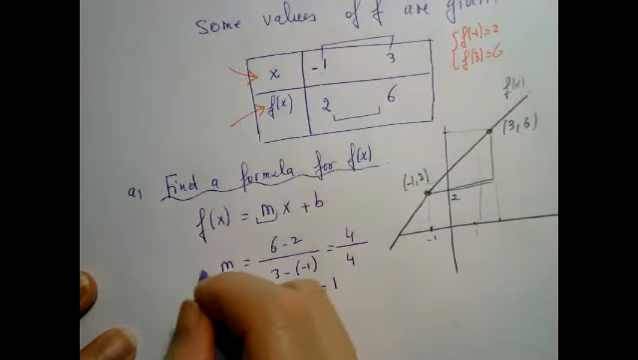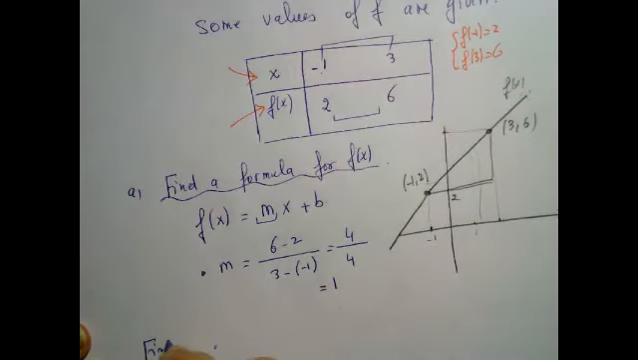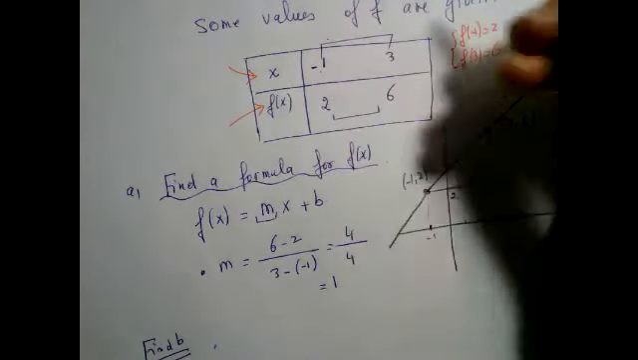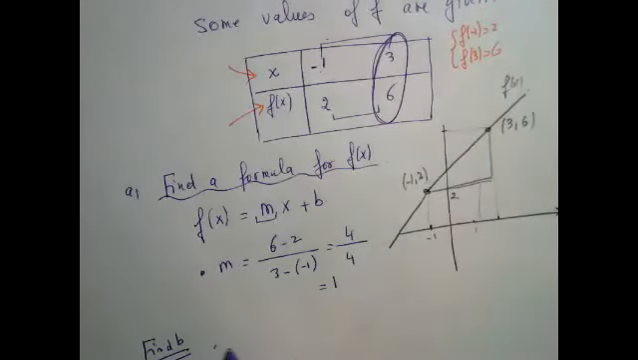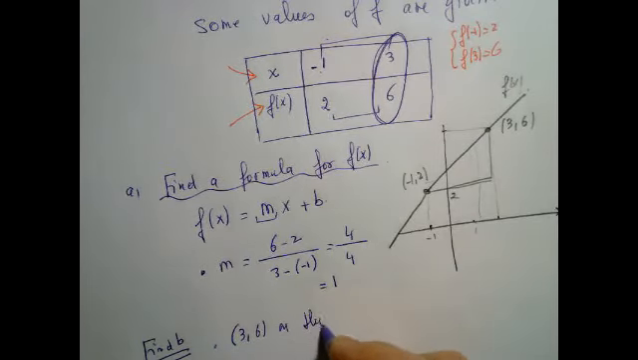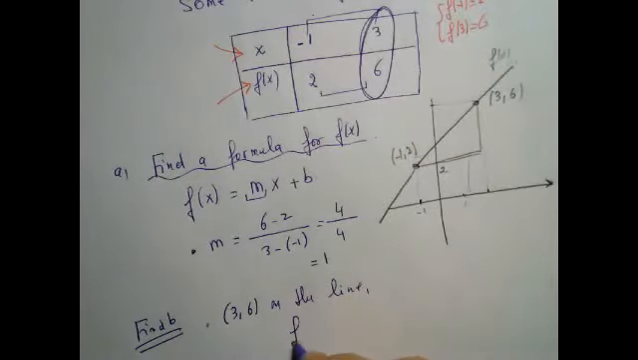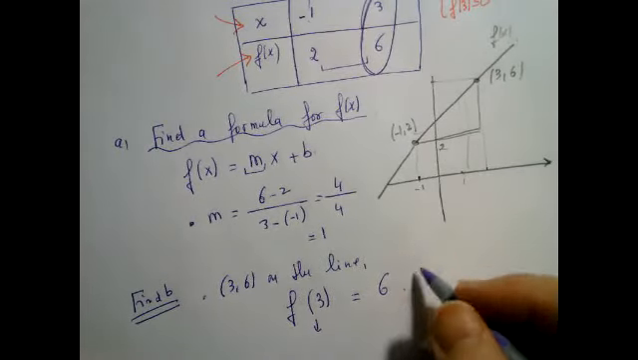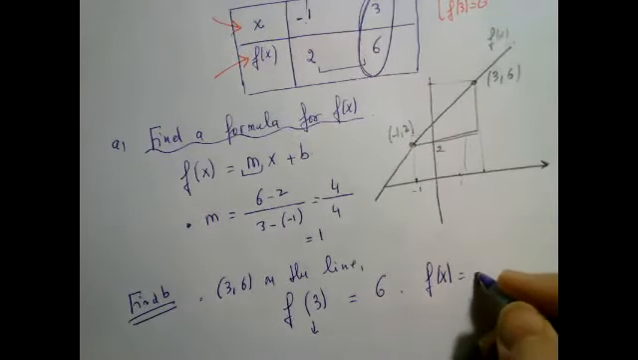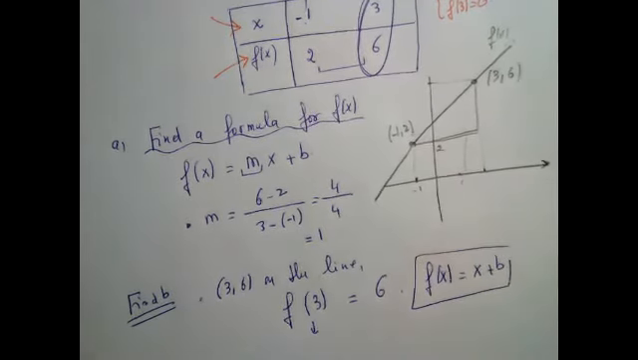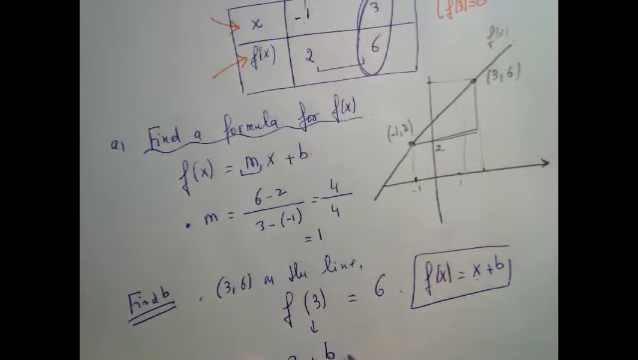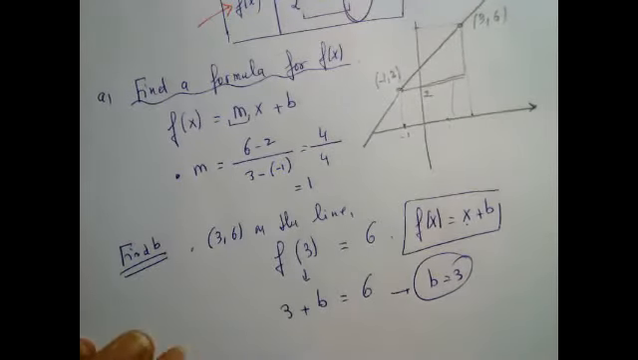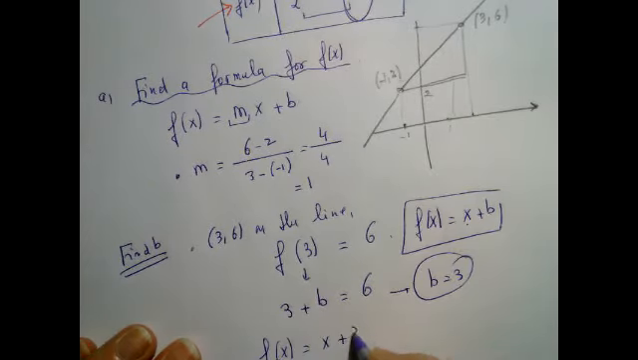Now we need to find b. That's my m, now find b. I'm using the point-slope form here. I don't have the y-intercept, so I have 2 points on the line and I'm going to use one of them. The point 3, 6 on the line means the value of the function at 3 is equal to 6. My function is x plus b, and now I need to find b. If I plug in 3 for x in the formula, it's going to give me a 6. It means b is equal to 3. So the formula for the function becomes x plus 3.